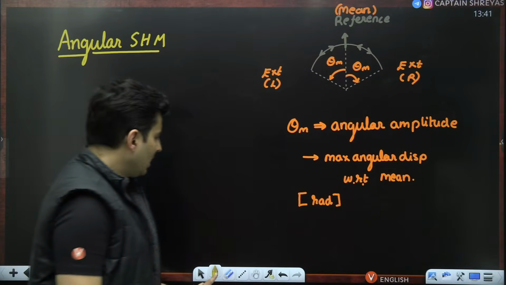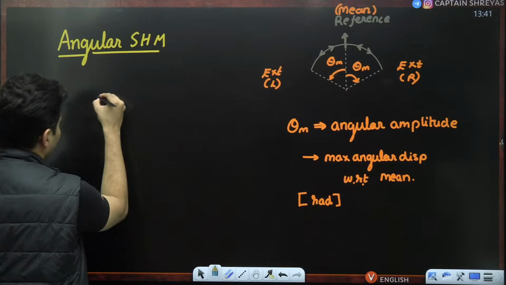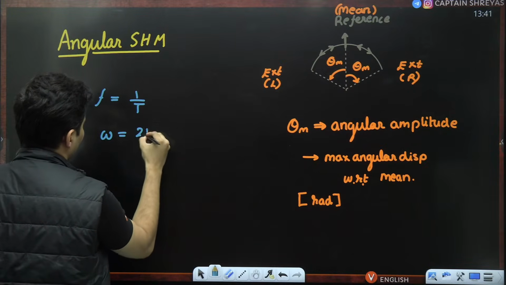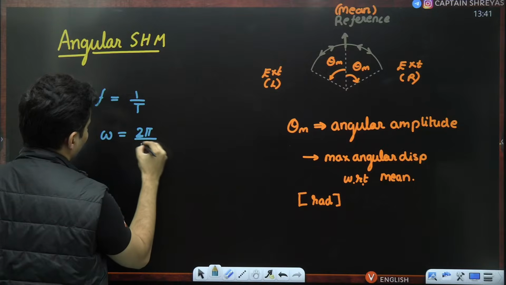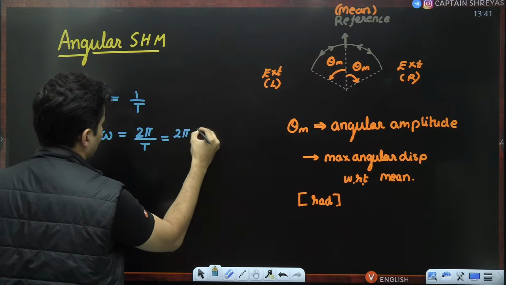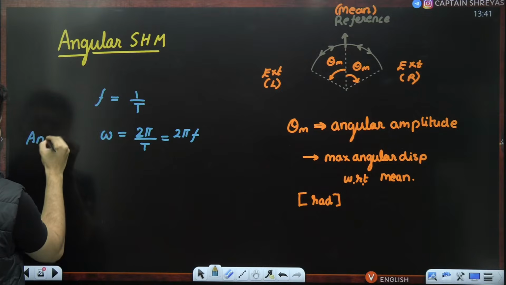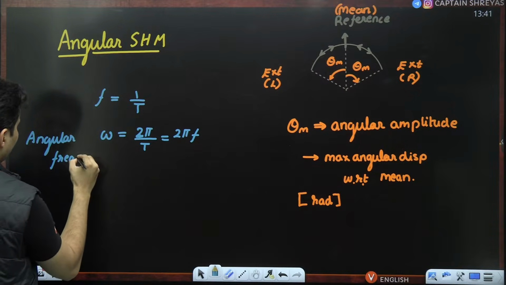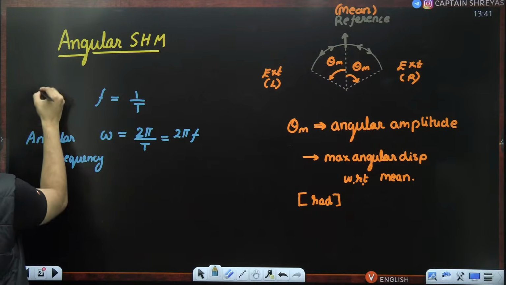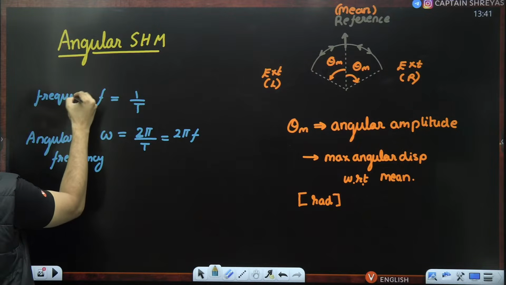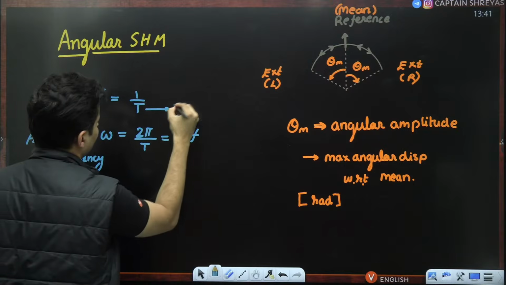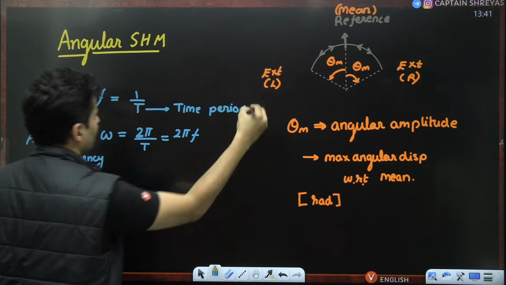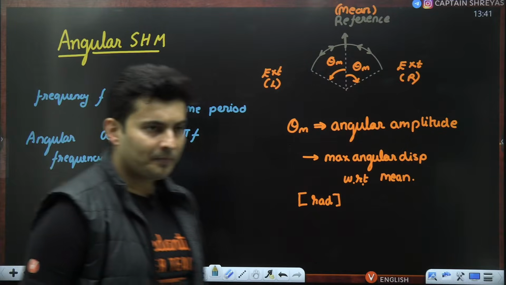Is this point clear? Other things are still the same, like the time period and frequency. f is still 1 by T. Omega is 2 pi by time period, which is also 2 pi f. So this is your angular frequency, not speed. This is angular frequency, and this is just your frequency. These formulas are still the same, T still being the time taken to complete one oscillation.